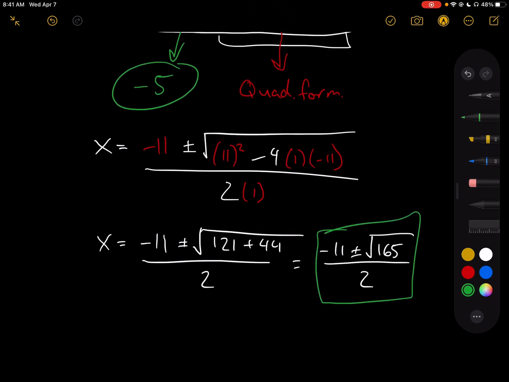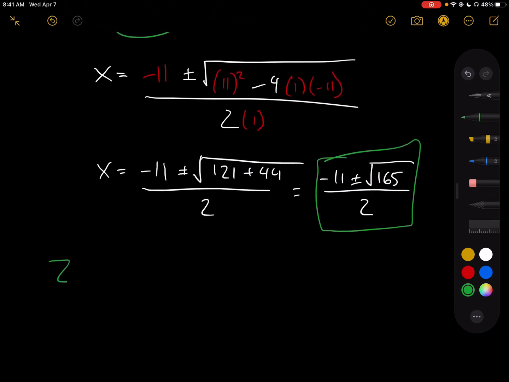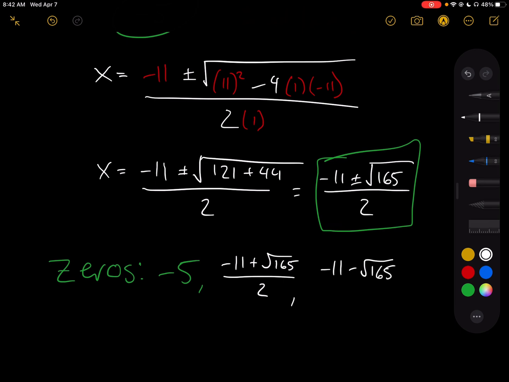And so in addition to the -5 that you have, you've got two other zeros here listed within that. So your zeros would be -5, -11 plus the square root of 165 over 2, and -11 minus the square root of 165 over 2. Those would be your other two zeros.